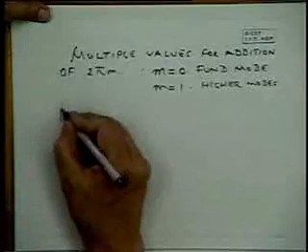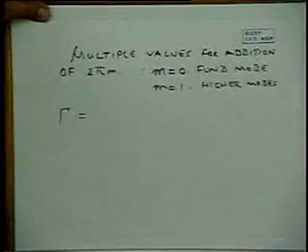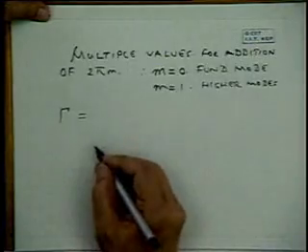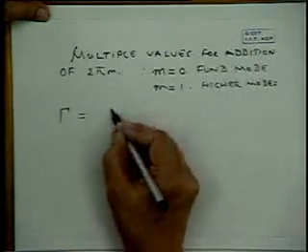Now to come back to the calculation of the value of gamma. What is gamma? It's proportional to light intensity. What is light intensity?